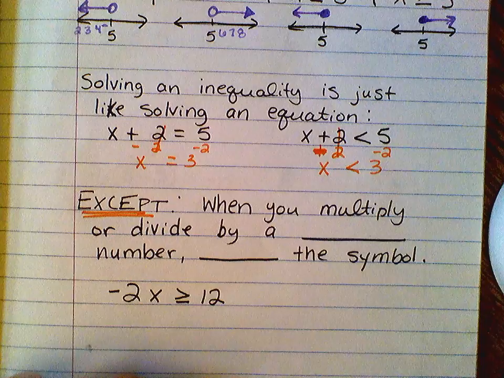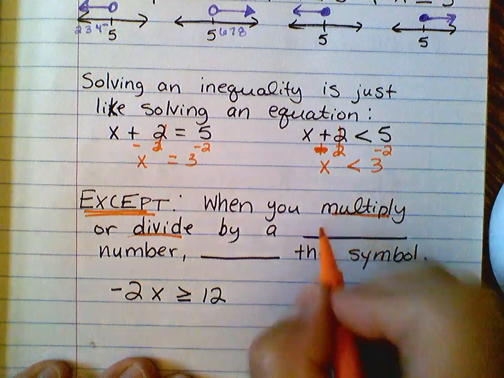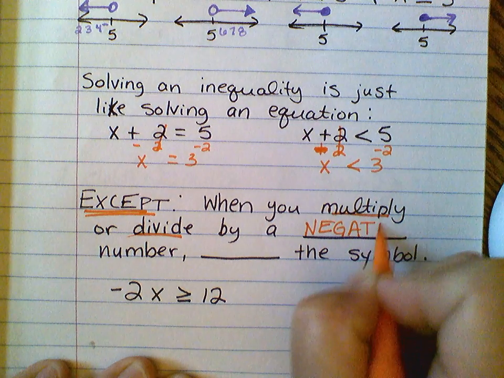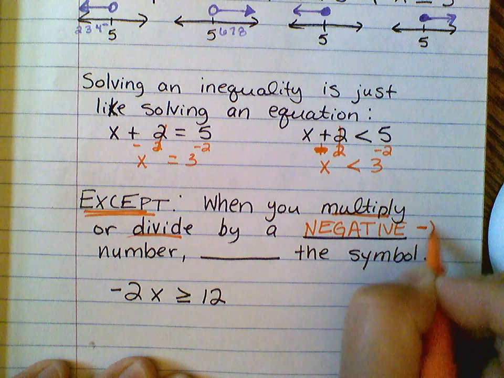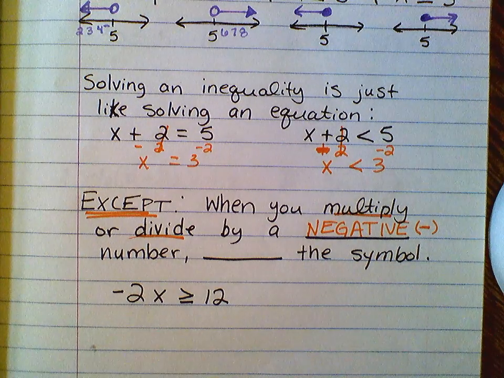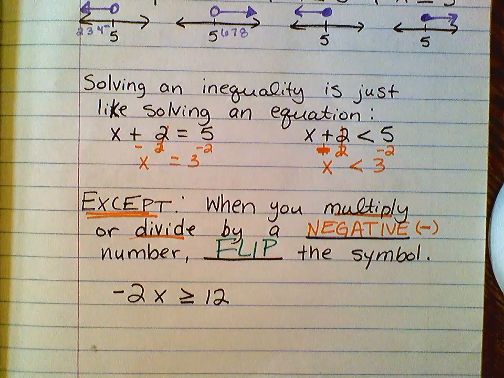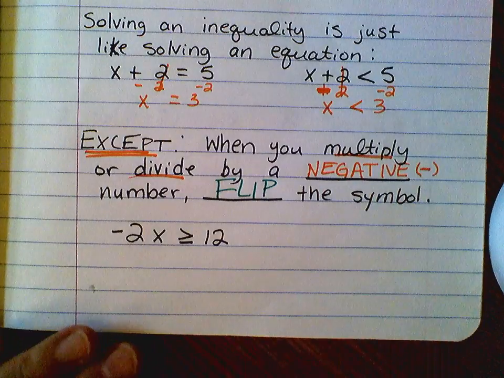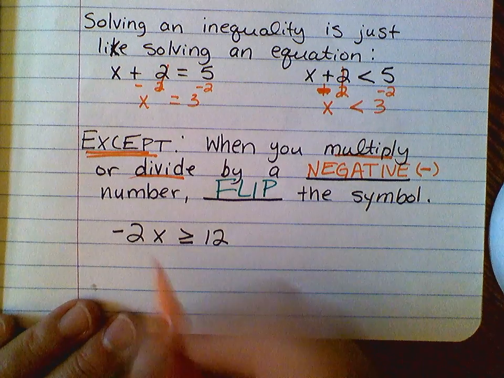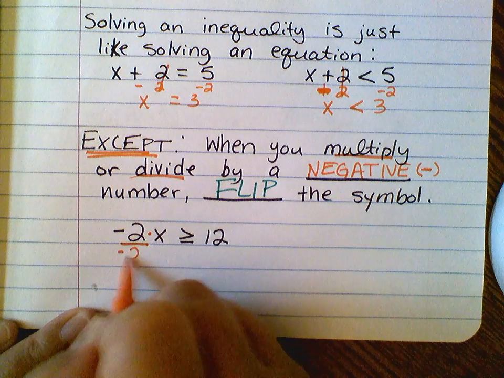Except whenever we multiply or divide by a negative number, we flip the symbol. Okay, what do I mean by that? Here is an inequality for me to solve. We have to remember this is multiplication and the opposite is to divide.